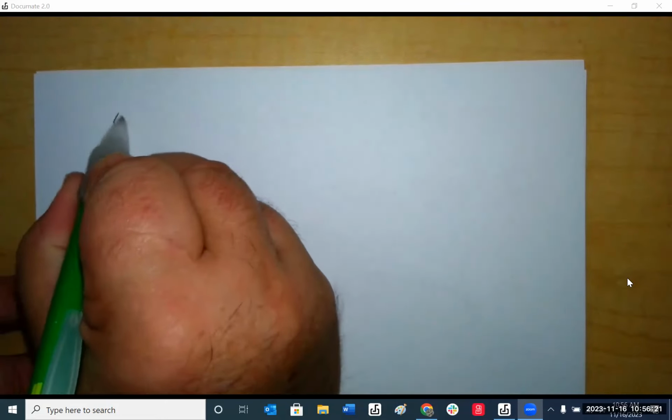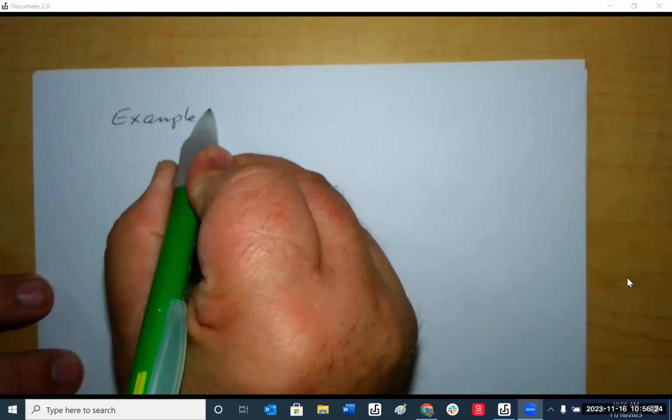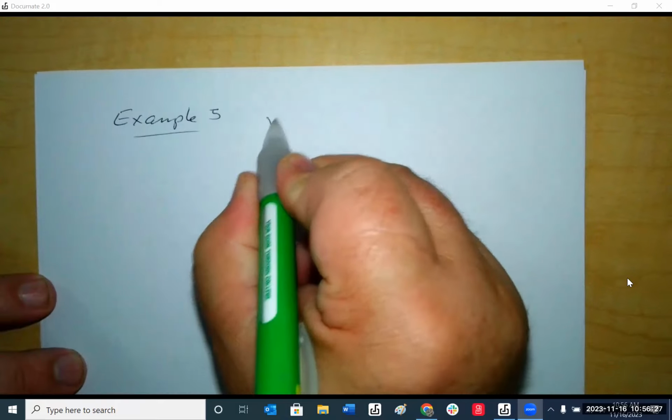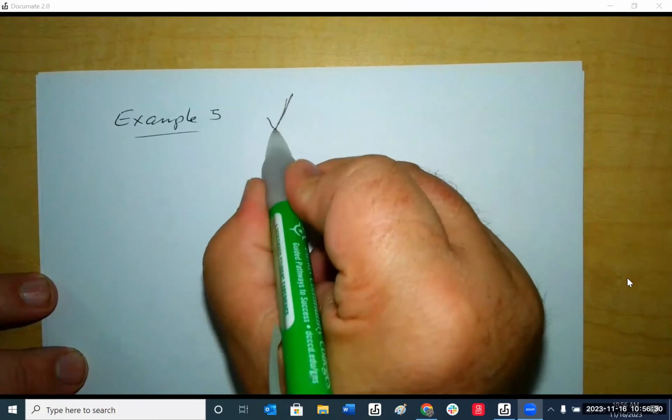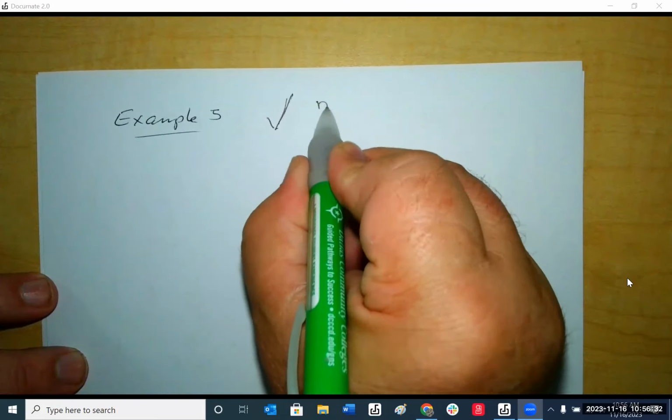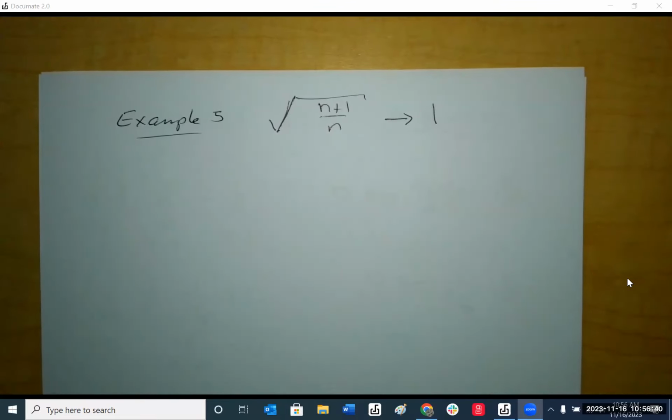Let's look at example 5. So far, I hope everything's going well. Example 5. Show that n plus 1 over n goes to 1. All right, so it just says show that it goes to 1. What's the rest of the instructions on that one? Oh, I cut it off. All right, let's look at this.